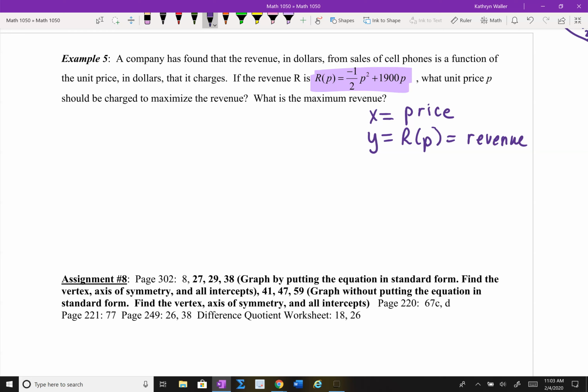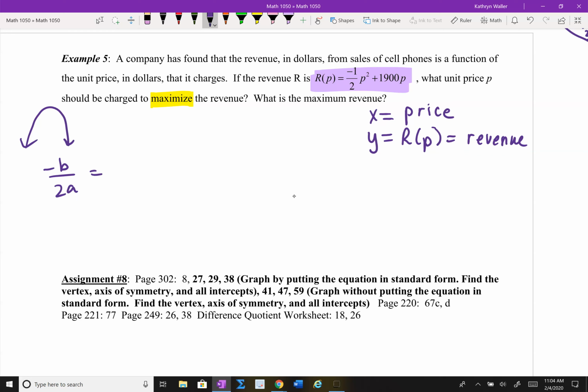Okay, great. Read the question. What unit price should be charged to maximize the revenue? There's a word sticking out to you. It's screaming at you in that sentence. What's the word? It's maximum. It doesn't matter if it says maximum or minimum. You know why it says maximum, guys? This is a parabola that opens down. And of course the vertex is going to be a maximum. If you read max or min, what do you do?